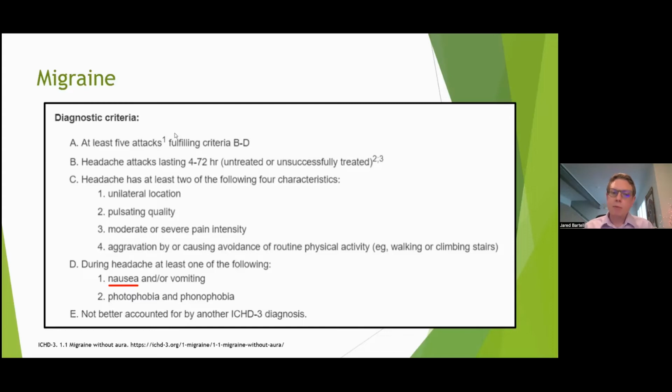And then most people will have both of these sets of symptoms. But really, in order to fulfill criteria for migraine, you need to have at least one of these. So nausea and/or vomiting is one, and the other is sensitivity to bright lights, which is photophobia, and sensitivity to loud noises, which is phonophobia. So that's migraine.